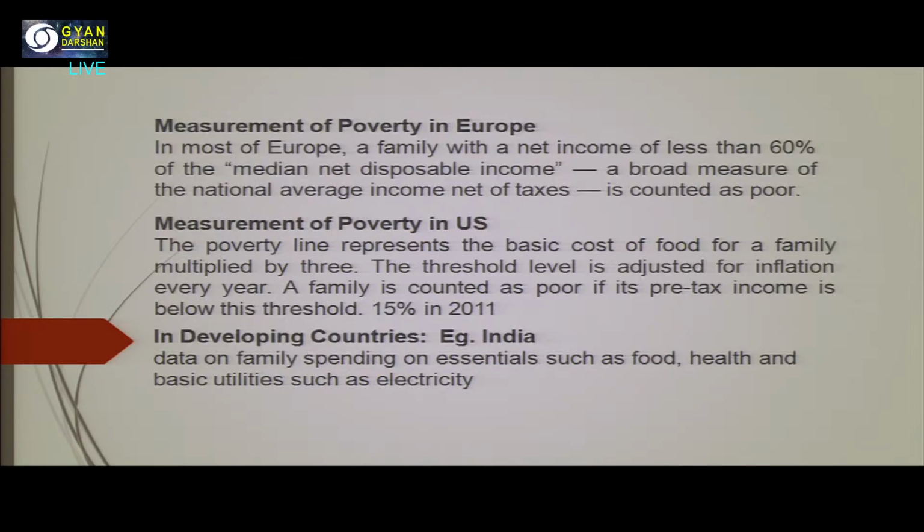Now, coming to how poverty is measured in different countries. In Europe, any family with less than 60% of median net disposable income is considered as poor. Any person with less than 60% of median net disposable income is considered as poor, where net disposable income means the average income after deducting the taxes. So that is median net disposable income.